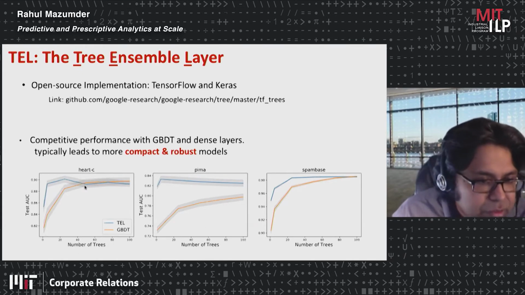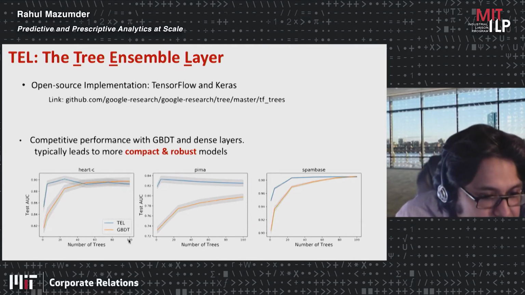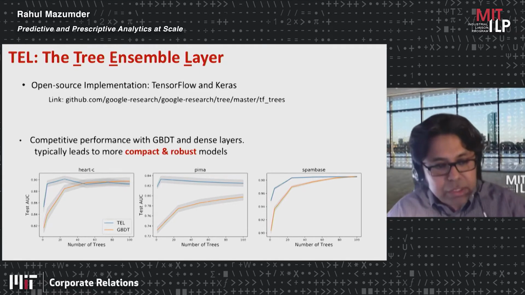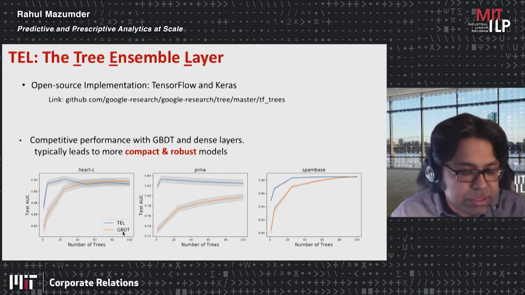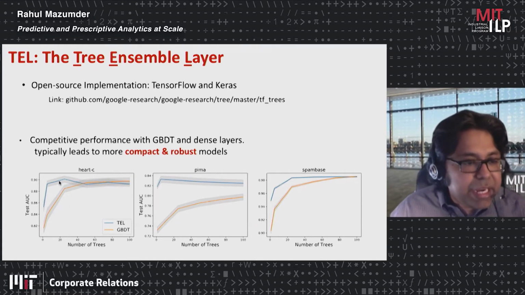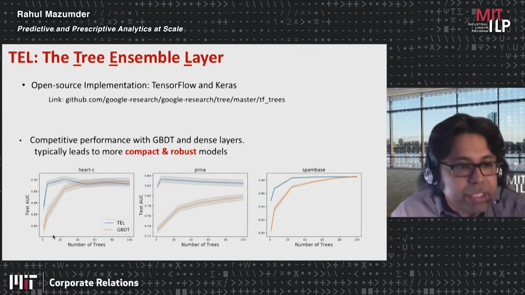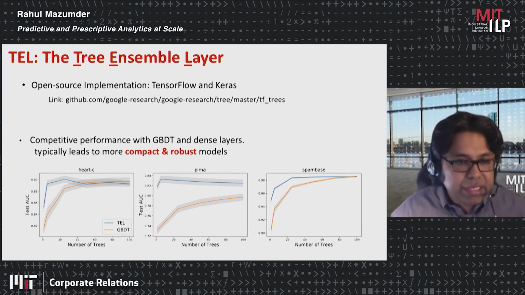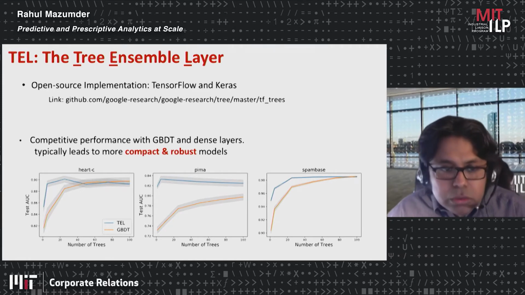So we have three different training instances, real data sets. The number of trees are on the x-axis, and we see that there are two competing candidates. One of them is TEL, that is the method that I discussed, combining neural networks with trees. And the other one is the classic gradient boosted trees. So what we see is you get a very, very high accuracy with a much, much smaller number of trees. Okay, so you get a much more parsimonious model if you combine TEL within a neural network. However, you don't lose in terms of accuracy.